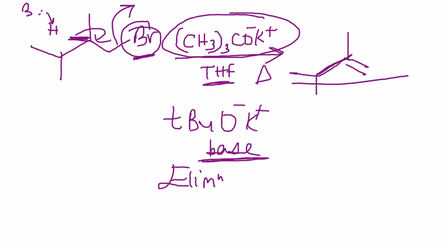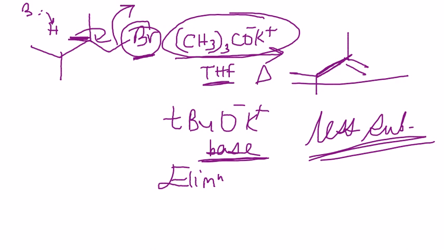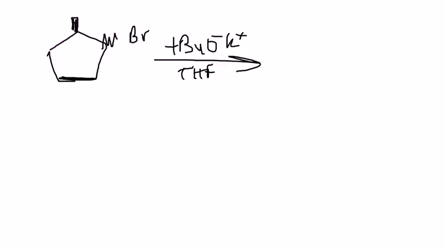Realize in this particular case, since this is an E2 elimination, it doesn't quite generate the carbocation, and that is the reason why you are going to see, in a concerted manner, the generation of an alkene. In this case, it happens to be the less substituted alkene, but that's the only possibility, so we are okay with that. Okay, let's try another one.